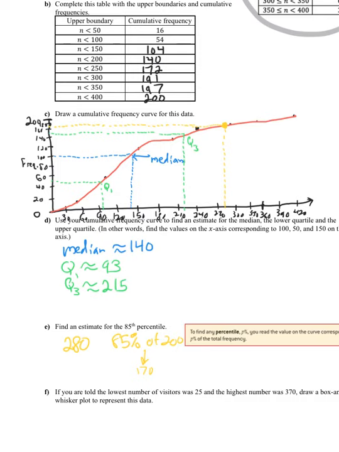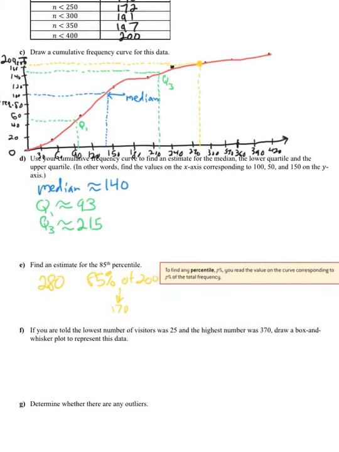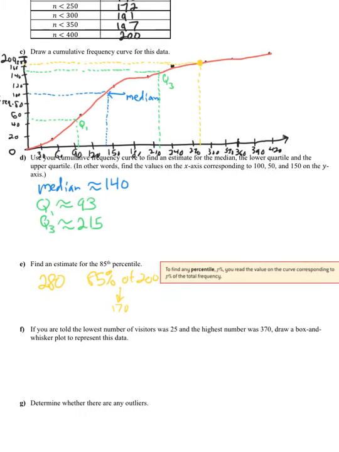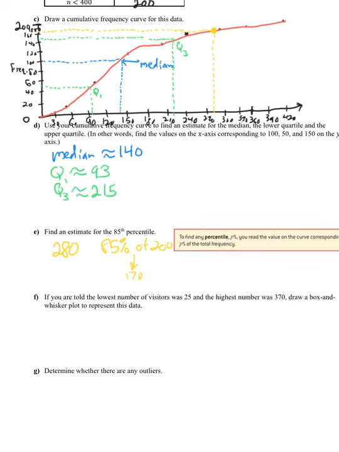If you're told the lowest number of visitors was 25 and the highest number was 370, draw a box and whisker plot to represent this data. So just a quick box and whisker plot. We already have Q1, Q3, and our median. So we know 25, we're going to say 93, and then 140, 215, 370.